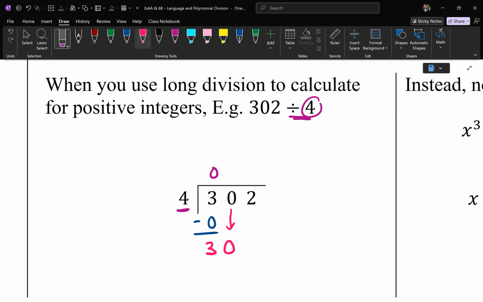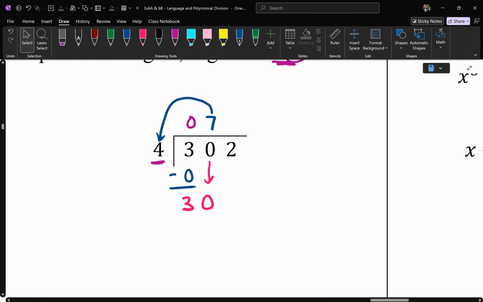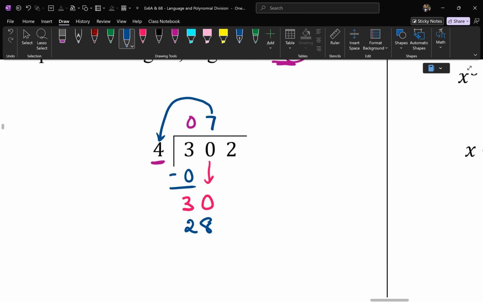Now you ask the same question again. How many 4s fit in 30? 7. So you know that 7 groups of 4, what's 7 times 4? 28. So then you write 28 clearly. So you know 7 groups of 4 gives you 28. And then to know the remainder, you would subtract. So 30 take away 28. We know there's a leftover of 2.